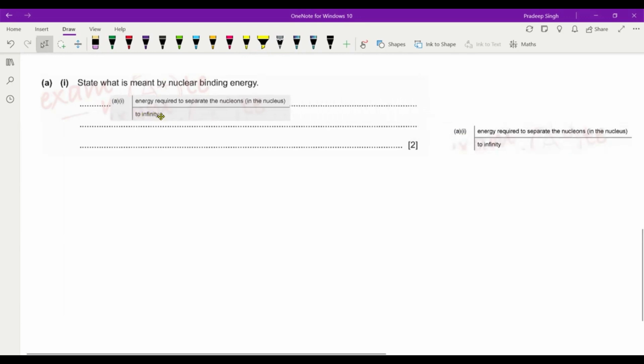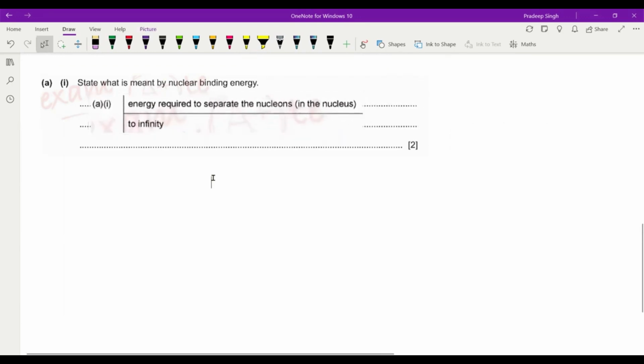That is good enough to get 1 mark, but have a look. They have written the opposite: energy required to separate the nucleons to infinity. See, this word infinity is crucial to get the full marks. Even in your case, Thiru, you need to mention infinity.